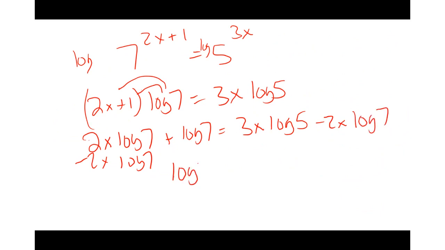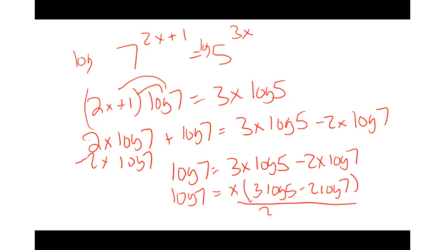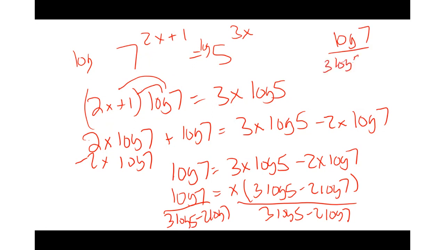So we're going to get log 7 equals 3x log 5 minus 2x log 7. The x factors out: x times 3 log 5 minus 2 log 7. Divide by 3 log 5 minus 2 log 7, and that's your final answer: log 7 over 3 log 5 minus 2 log 7.